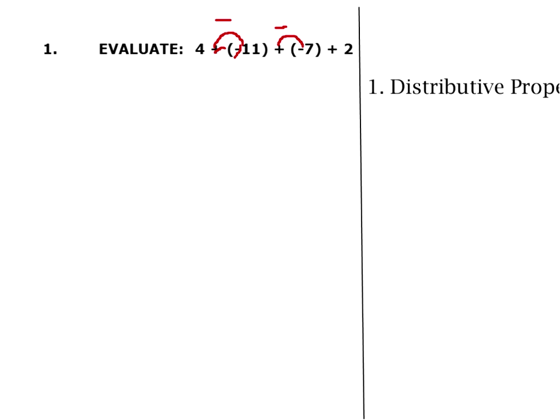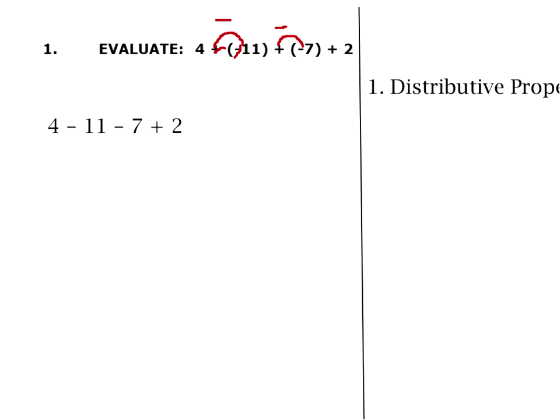Next, we rewrite the problem. So now it's a 4, a negative 11, a negative 7, and a positive 2. You notice that I did not say 4 minus 11 minus 7 plus 2. I said positive 4, negative 11, negative 7, positive 2. The signs are not the operation. The signs are the sign of the number, what side of the number line it's on. Okay, that's going to be a hard habit to break because a lot of you would see, oh, that's 4 minus 11, and that's 11 minus 7. So, no, it's not 11 minus 7. It's a negative 11 and a negative 7 that have the same sign, so we would add them together, not subtract them. So you have to get that out of your head, okay?